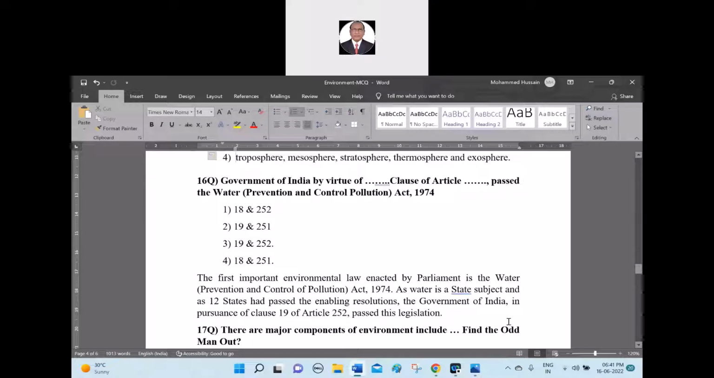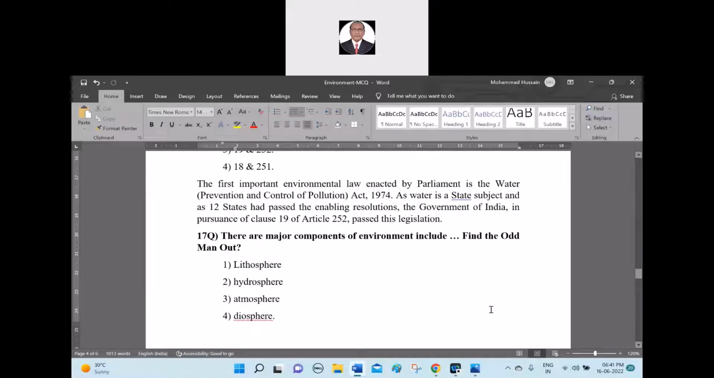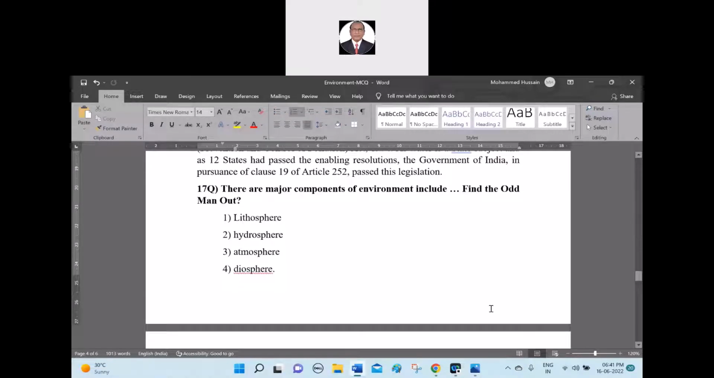The first important environmental act enacted by the Parliament is the Water (Prevention and Control of Pollution) Act of 1974. As water is a state subject and as 12 states had passed the enabling resolutions, the Government of India, in pursuance of clause 19 of Article 252, passed this legislation. That is the feedback. Anyone can unmute and read?